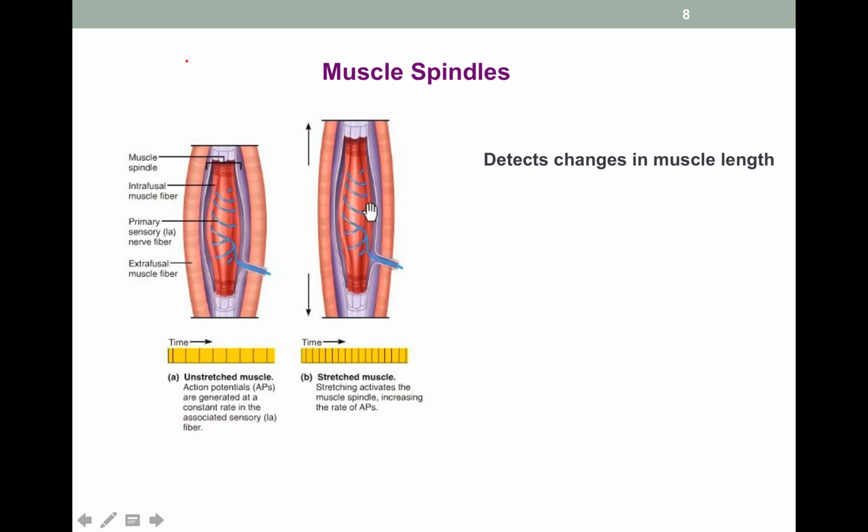Okay, so stretch, spindles, so we have two S's. This is one way you can remember that Golgi tendon organs respond to tension, muscle spindles respond to stretch. So it's really the rate of change of muscle length that these will pay attention to.